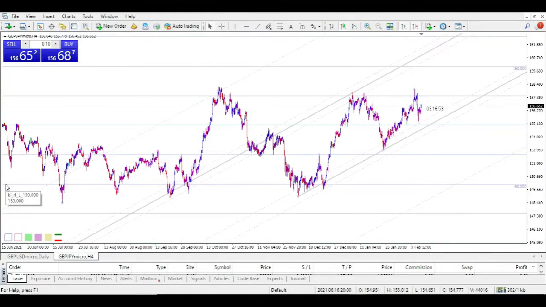How many indicators should a trader use on their charts? How many indicators do you need to use on your charts to become a profitable trader? How many indicators are you using on your charts?